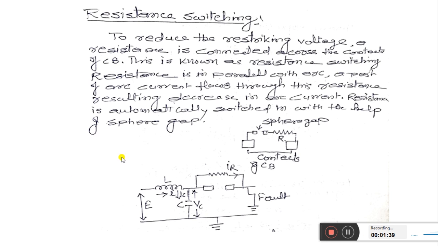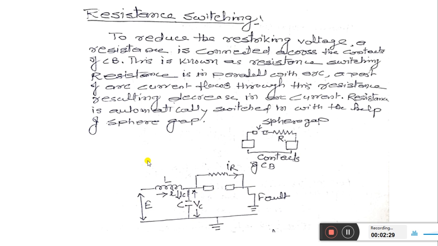As shown in the diagram, we have a line network, where inductance is represented by L. Then we have a capacitor C connected between the line and ground, and these are the circuit breaker contacts. Here a fault has been created, so the line is grounded, and the capacitor C is also grounded. So the capacitor voltage is connected across the circuit breaker contacts, and E is the input source voltage.